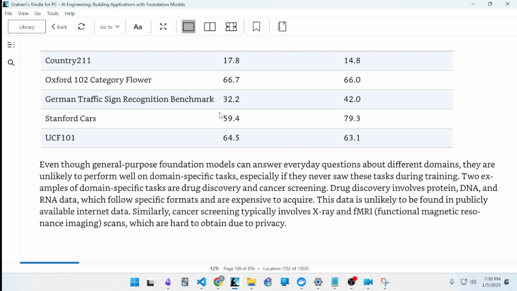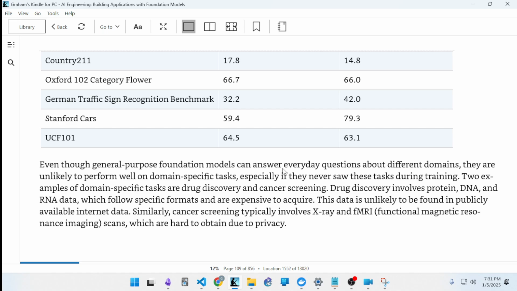All right. So even though the general purpose foundation models can answer everyday questions about different domains, they are unlikely to perform well on domain specific tasks. Interesting. One of my prompts I would use is act as an expert in the following domain of knowledge, and it can't do that because it's unlikely to perform well on domain specific tasks because it's not trained on data specific to those domains, especially if they never saw these tasks during training.